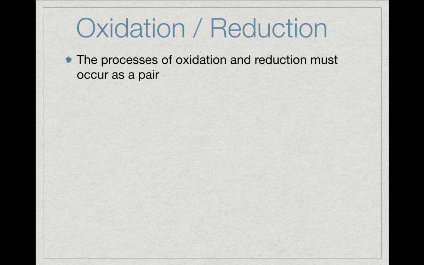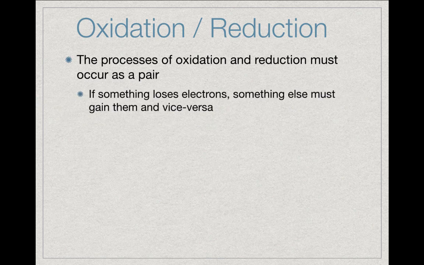Now, anytime we have oxidation and reduction happening, those processes have to occur as a pair. We cannot have just oxidation or just reduction. If something is losing electrons during the course of a reaction, something else must pick them up, and vice versa. So we always have oxidation and reduction occurring at the same time, which is why we call these reactions redox.